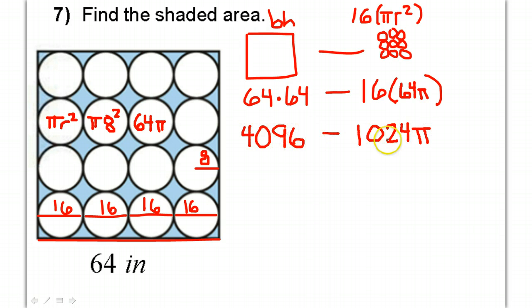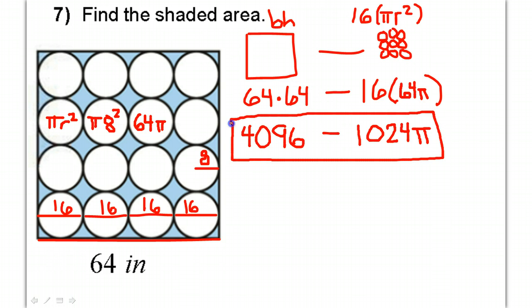These are not like terms, so they cannot be put together. So if I wanted an exact answer, this would be it. That would be an exact answer for the shaded area. Of course, we could go ahead and put this as a decimal. So this would be the answer in decimal form.